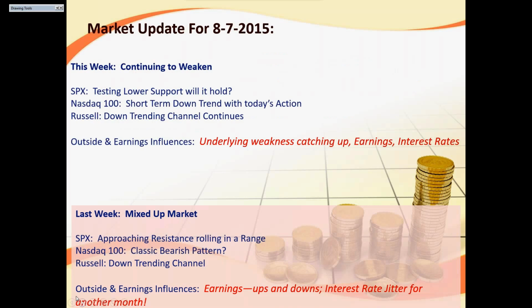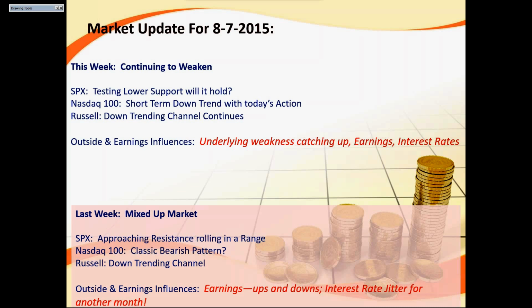So what's going on in the market today? Well, this week we've seen continued weakness in the market. We saw the S&P currently testing lower support, and so the big question we have, of course, is will the current level of support hold? And then secondly, NASDAQ 100 broke down below its previous swing low. So now we can say that it is in a confirmed, at least short-term downtrend based on today's action.